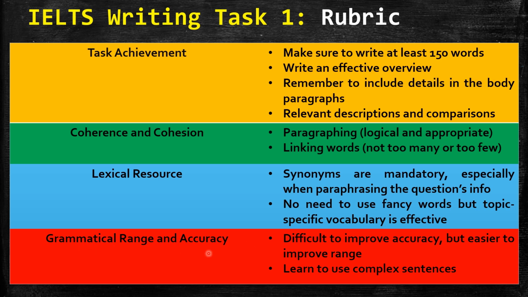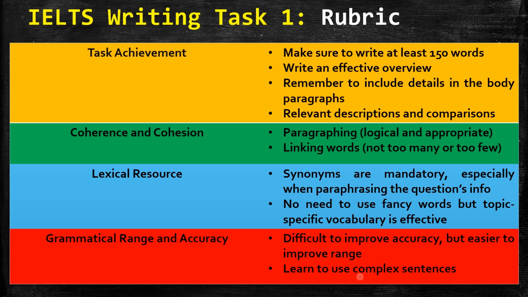Finally, for grammatical range and accuracy, remember that it's both range and accuracy. So range refers to the variety of grammatical structures, sentence structures you have used, and accuracy is basically about whether you have made grammatical mistakes or not. If you have not made a lot of mistakes, then your grammar is accurate. So actually, it is quite difficult to improve your accuracy. However, it is quite easy, I would say, to improve, to enhance your range. How can you do that?